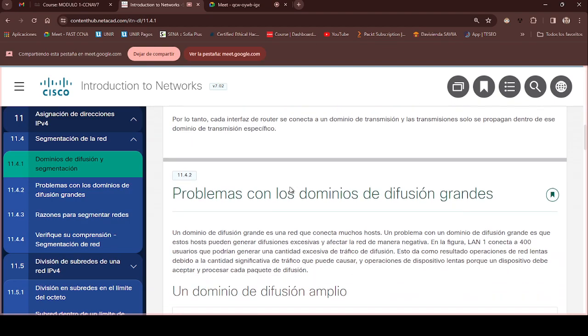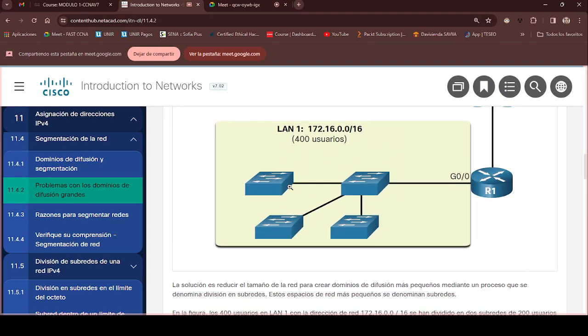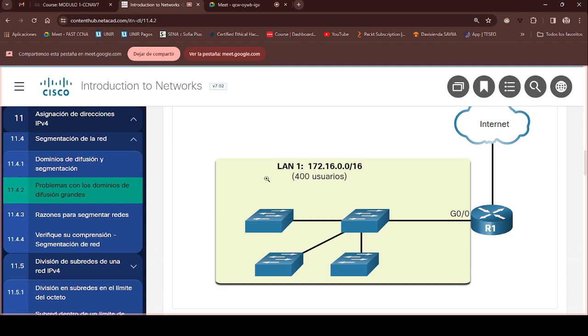Ahora, los dominios de difusión son útiles porque permiten que nosotros enviemos un mensaje a todas las máquinas conectadas. Y hay mensajes que es necesario enviárselos a todas las máquinas conectadas. Por ejemplo, hay un protocolo extensamente utilizado, es protocolo y es servicio, que es el DHCP. El DHCP nos sirve para asignar direcciones automáticamente a los equipos.